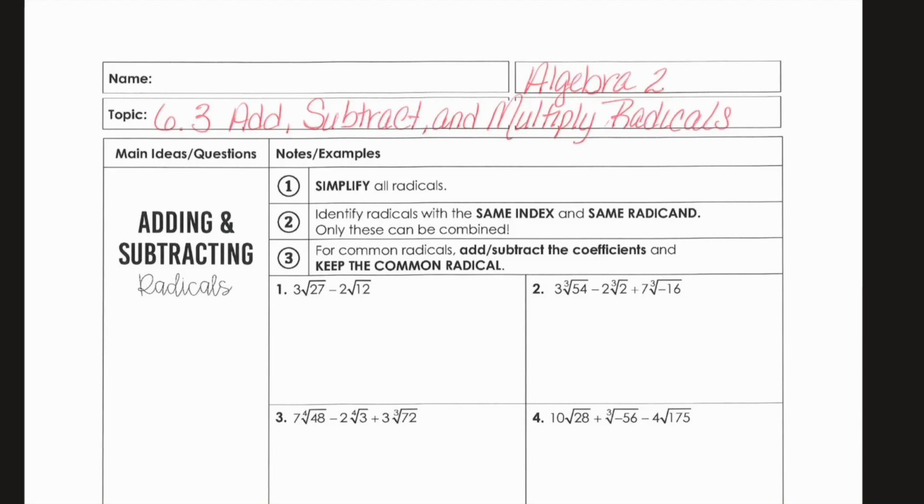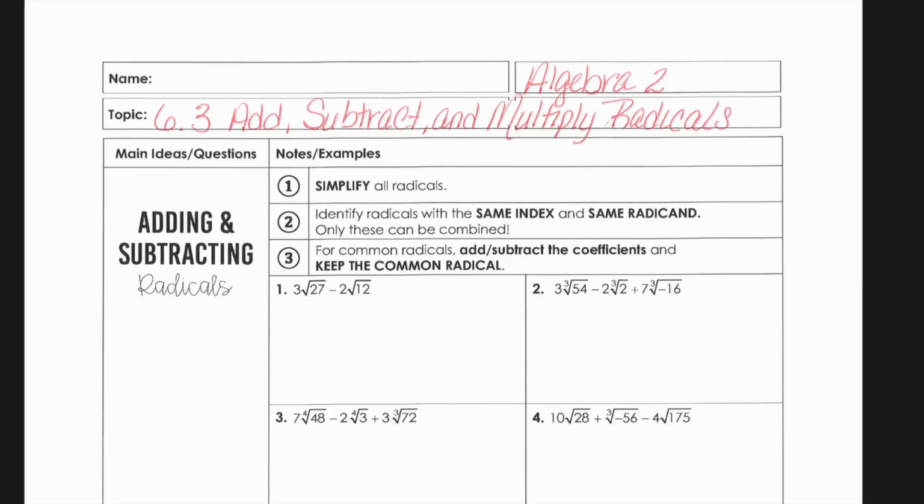Welcome everybody to Algebra 2, Section 6.3, Add, Subtract, and Multiply Radicals. So our first step is to simplify all the individual radicals. Then we're going to identify radicals with the same index, aka root, such as square root, third root, fourth root, and the same radicand, which is the inside. And those that have the same index and same radicand can be combined.